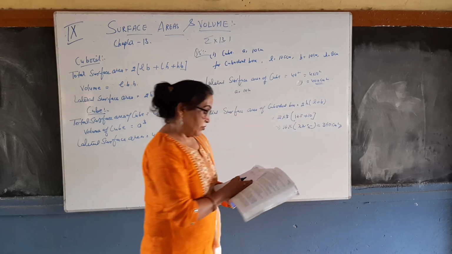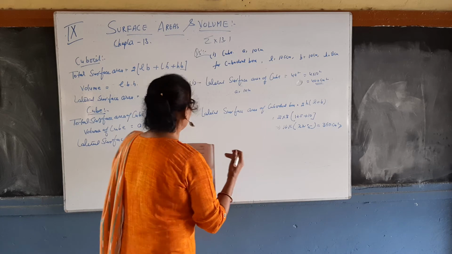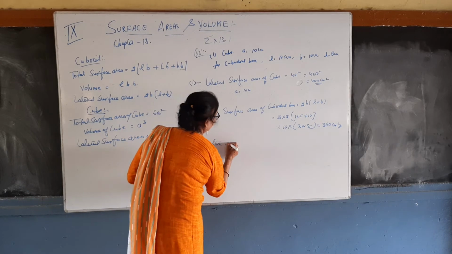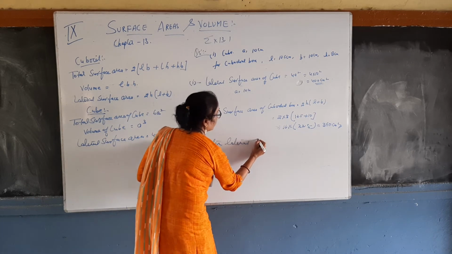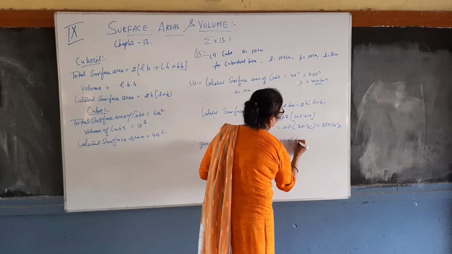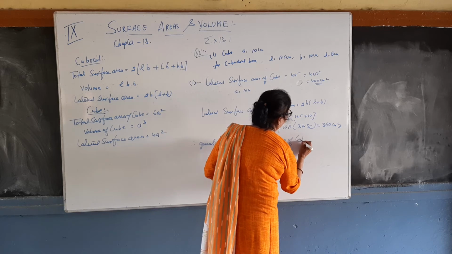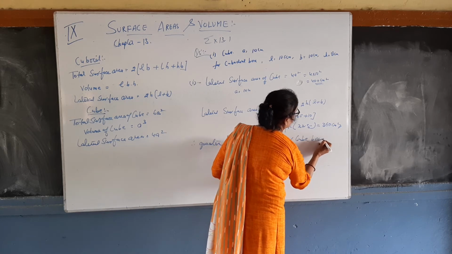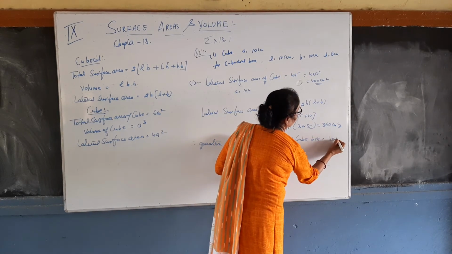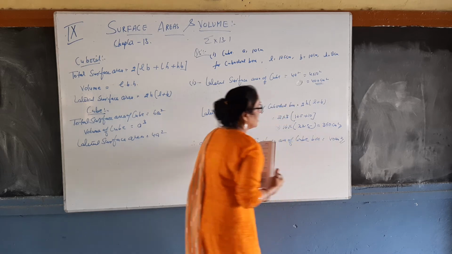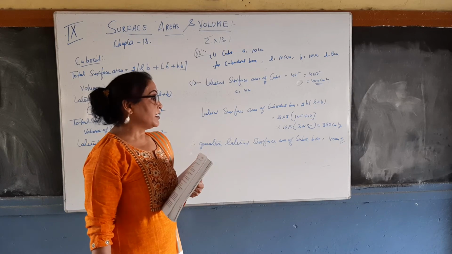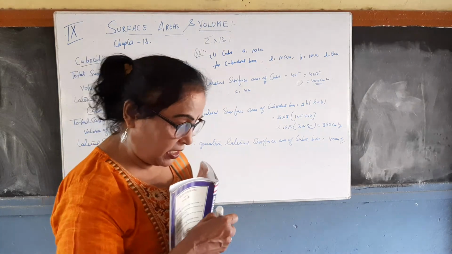Now what is the question? Which box has greater lateral surface area? Therefore, greater lateral surface area is of the cubical box. How much? It is 400 minus 360, which is 40 centimeters square. So the cubical box is how much bigger than the cuboid? 40 centimeters square. The second part is given in the same question.